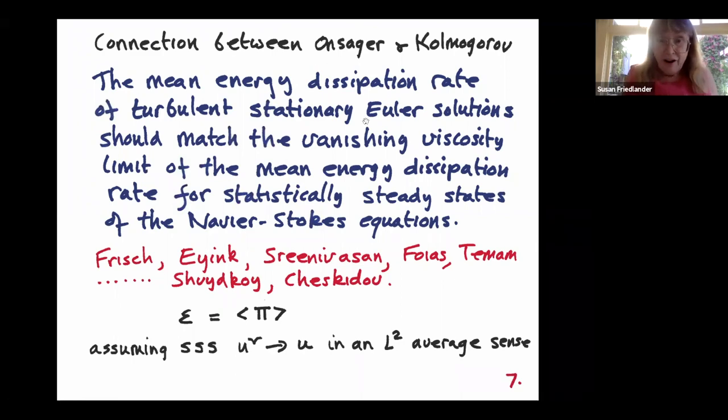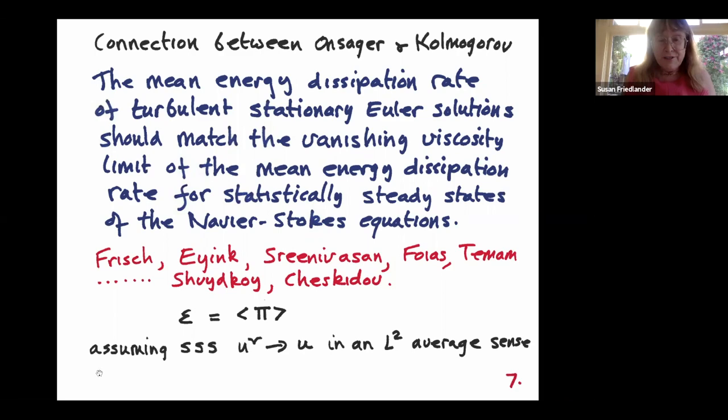The arguments say that the mean energy dissipation rate of turbulent stationary Euler solutions should match the vanishing viscosity limit of the mean energy dissipation rate for the putative statistically steady states of the Navier-Stokes equations. This connection between Onsager and Kolmogorov is well known. It has been discussed in the literature over the past decades by many experts, and I've named a few of them here: Frisch, Eyink, Srinivasan, Vassilicos, Tsinober, and some of my colleagues more recently.